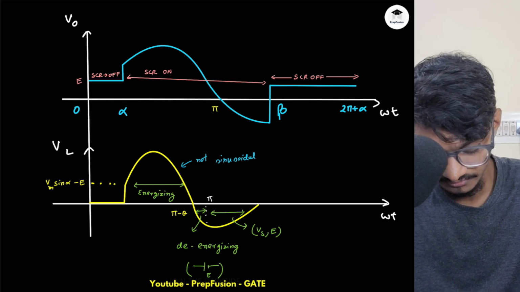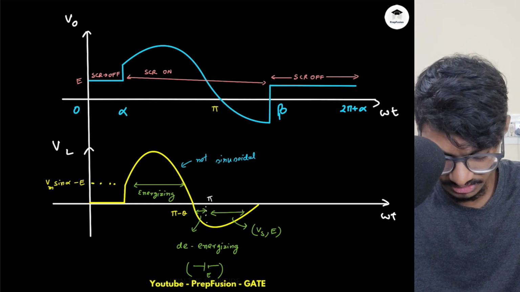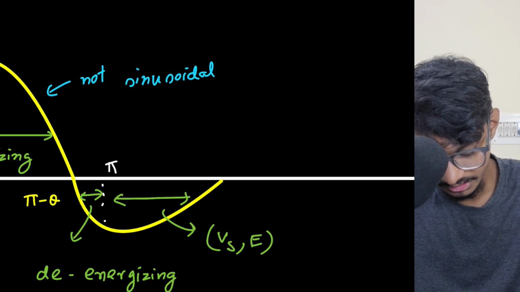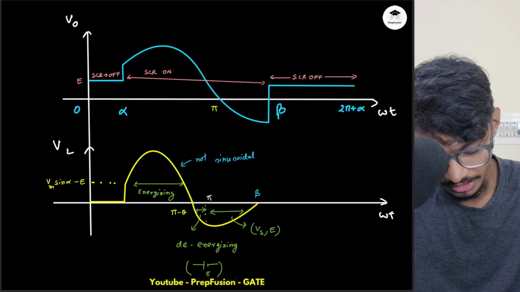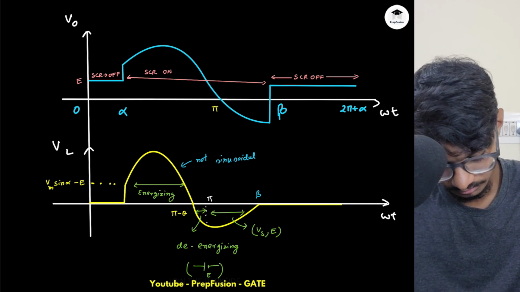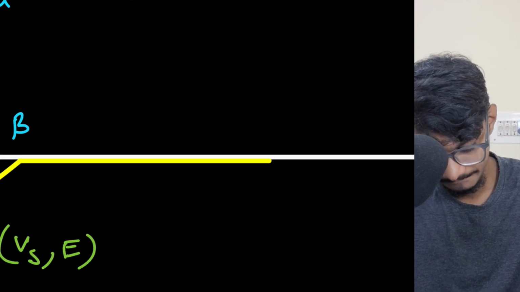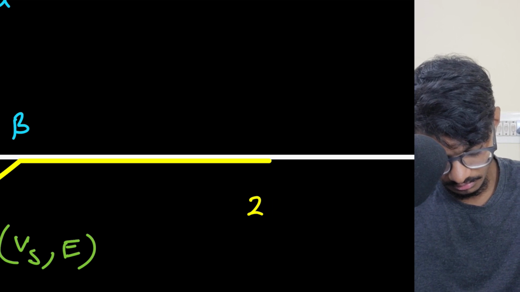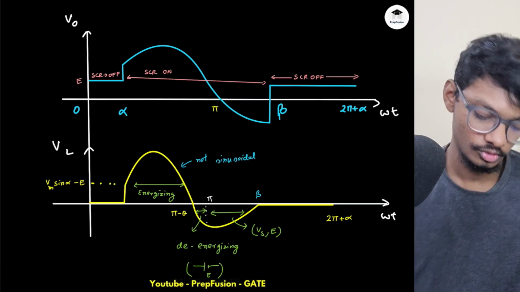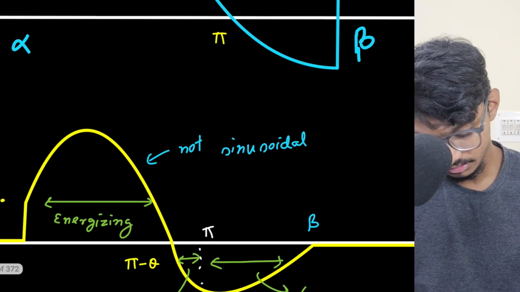Flux is increasing here. Here flux is going to 0. So this was the thing here, and this is the divisions. I hope you understood all these points. And here at beta, the voltage goes to 0, and it will remain 0 till what? Two pi plus alpha. And one important thing, even this is not sinusoidal, this is some non-linear function.